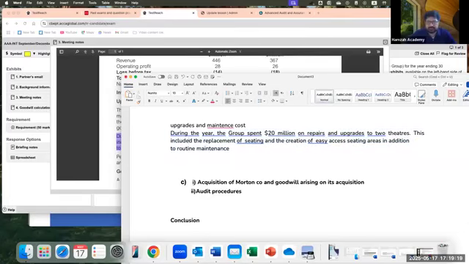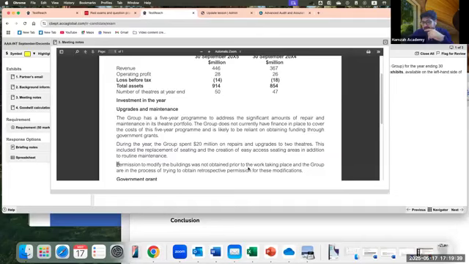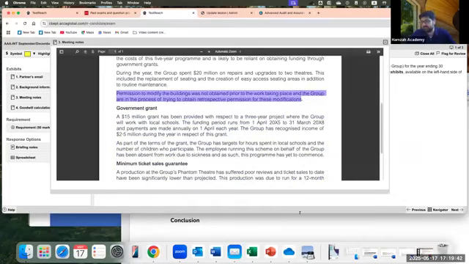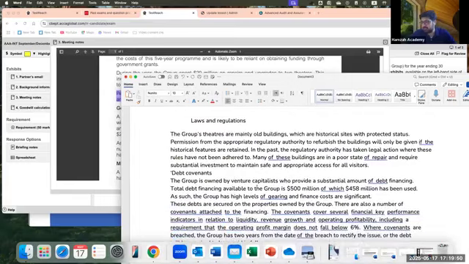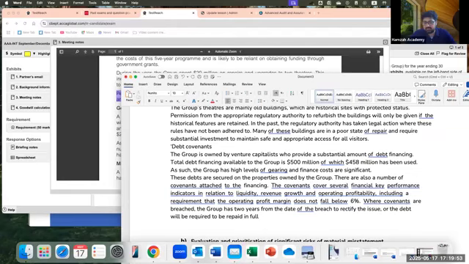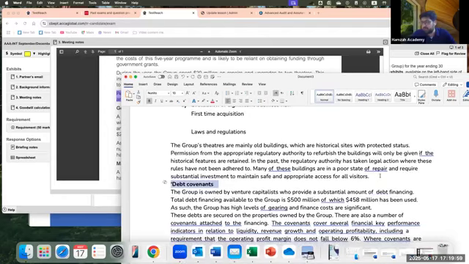Now, secondly, they have made modifications. They have done them, but they have not obtained that permission. It is related to the first point. Debt covenants, sorry. Laws and regulation.